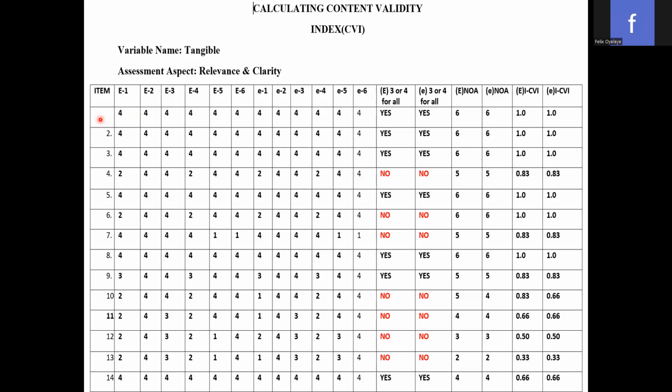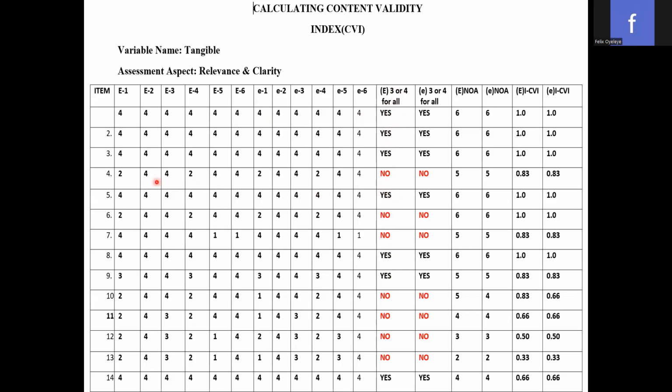For question 1, what did the first individual comment? Did this score the person 4 under relevance? You write 4. Did this score the person 3? You write 3. That is how you do for each of the panelists and make up that particular panel validation protocol. So at the end of the day, you calculate here in this column how many indicated 3 or 4. If it is 3 or 4 for all, you say yes. That is how we came up with all these values here.